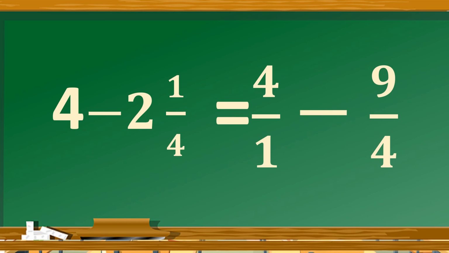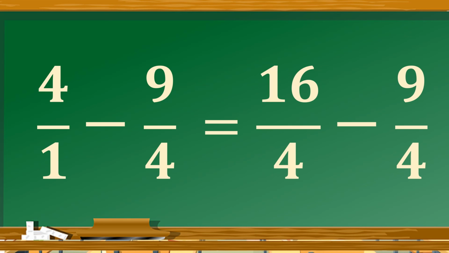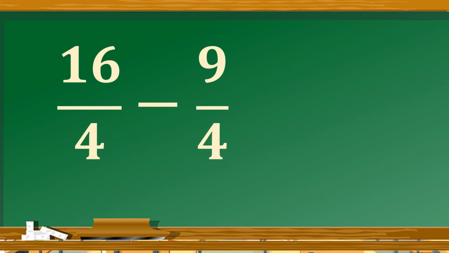So, ginawa natin siyang fraction. And then, yung mixed fraction, kinonvert natin siya as improper fraction. So, we have 4 over 1 minus 9 over 4. Hindi parehas ang denominators. So, kukunin natin yung LCD. At ang LCD nito ay 4. So, magkakaroon tayo ng 16 over 4 minus 9 over 4. Subtracting similar fractions, the answer is 7 over 4. Parehas lang siya doon sa naunang method.